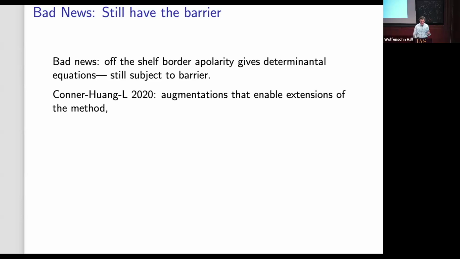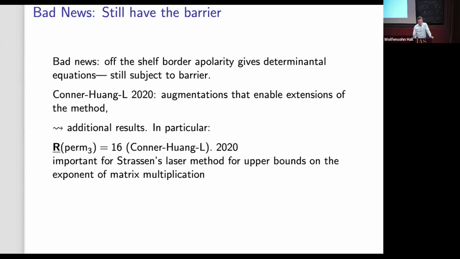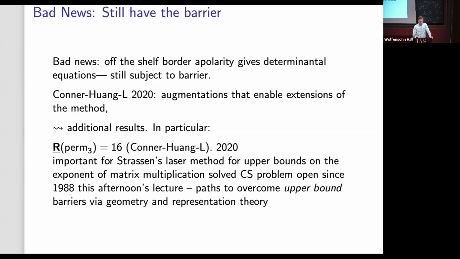Even before that, we did some little thing. Maybe I won't dwell on that, but we proved something. The only important thing about this is that the computer scientists wanted to know the border rank of this tensor since 1988. They were asking about it, and we finally solved it in 2020 using a little bit of augmentation of the equations that was not subject to the barrier, but was not going to take us much further. Yeah, so that's what I was mumbling about this afternoon.